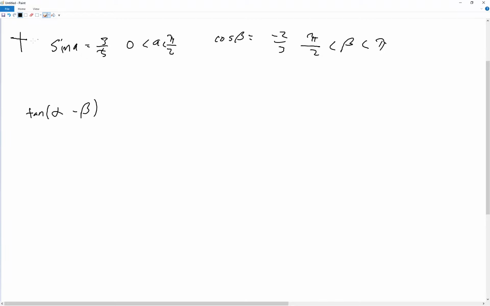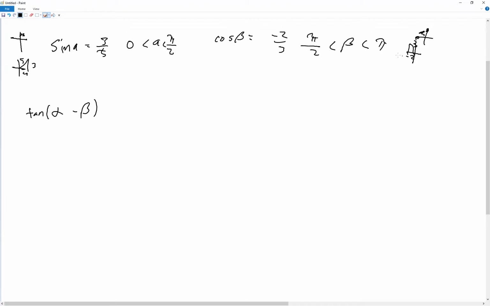Alpha is greater than 0 but less than pi over 2, so it's in the first quadrant. And for beta, it's greater than pi over 2 but less than pi, so it's in the second quadrant. If you draw the triangle, it would be opposite over hypotenuse, and it's a 3, 4, 5 triangle, so the adjacent is 4. For beta, the adjacent is negative 2, hypotenuse is 3.